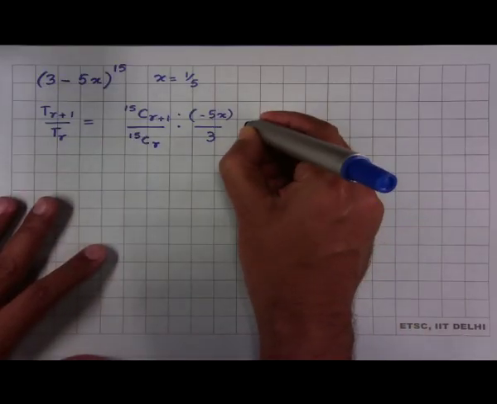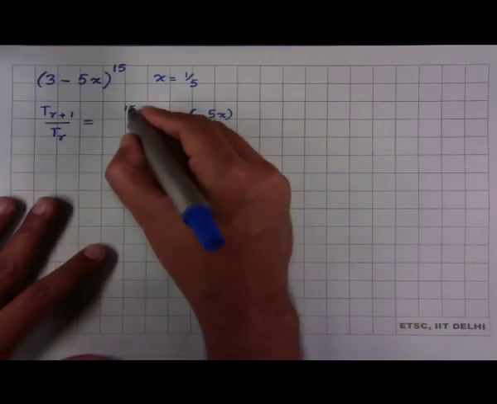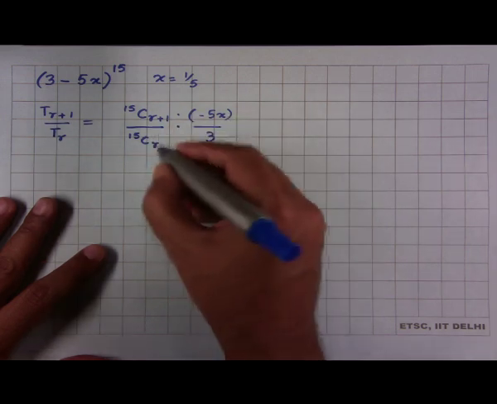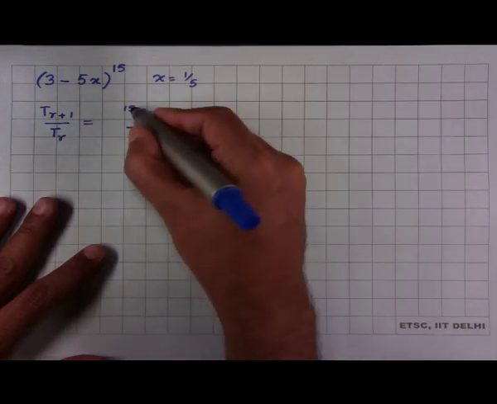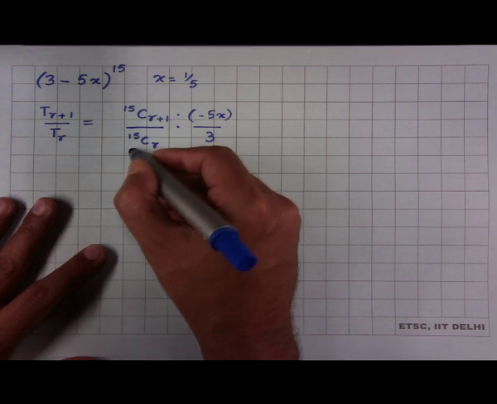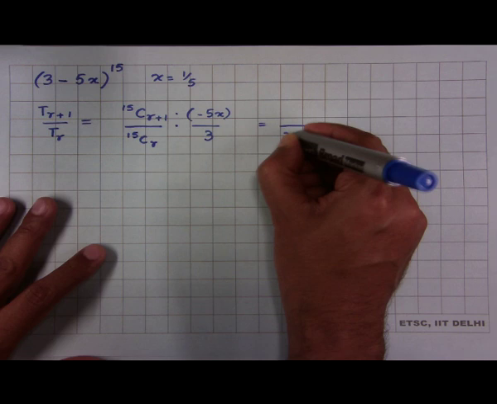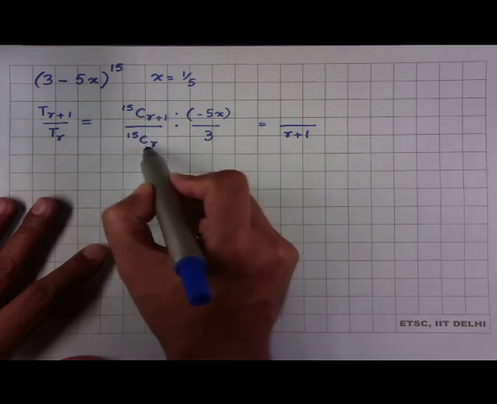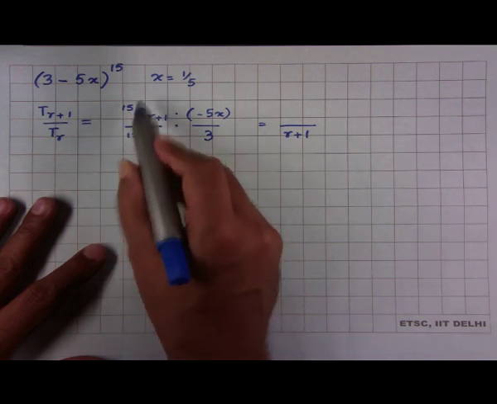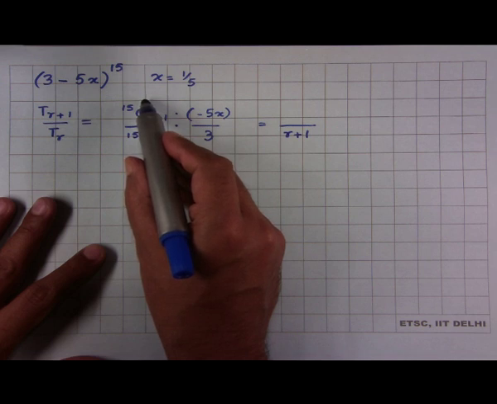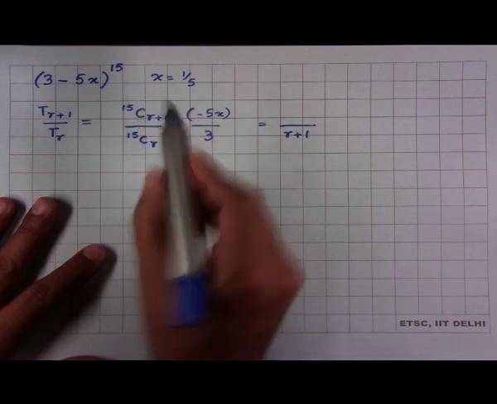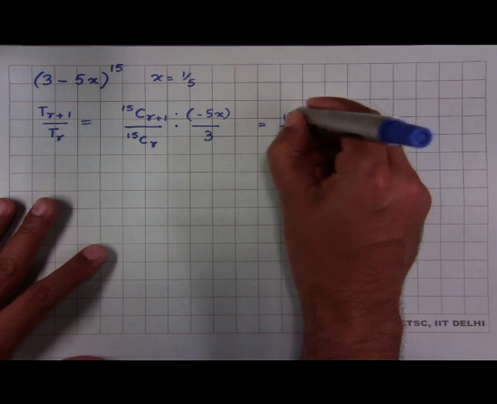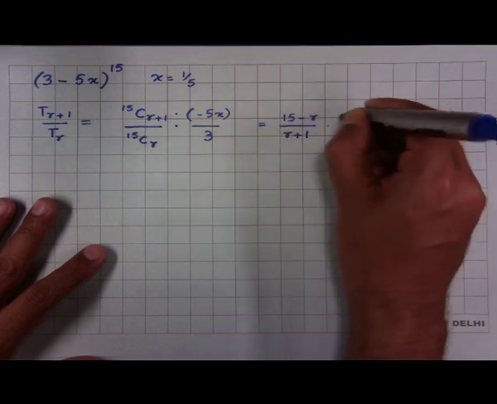And what is this? How does this evaluate? Factorial 15 cancels out. Then up you have got factorial r, down you have got factorial r plus 1, which means r plus 1 stays in the denominator. Up you have got factorial 15 minus r in the numerator, and in the denominator you have got 14 minus r. So, 15 minus r stays in the numerator.